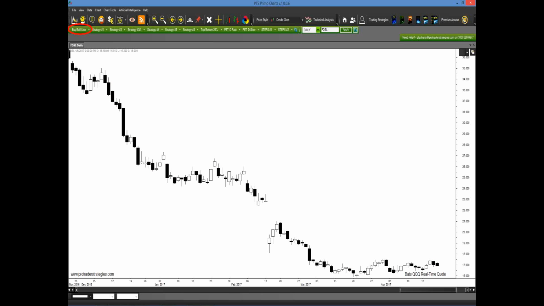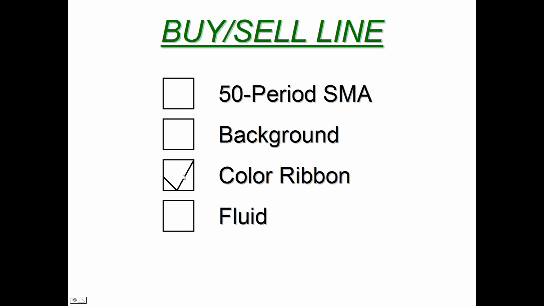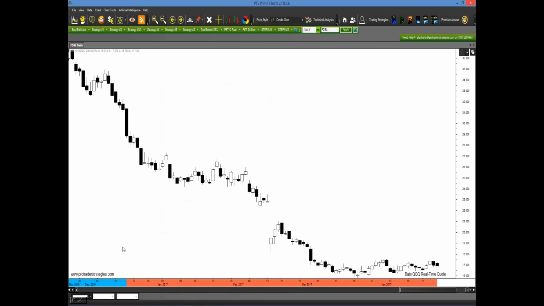You can keep your screen whatever color you like. In this case, we've chosen a white background. We hit the buy-sell line feature again, and this time we click on color ribbon. Now it's the exact same thing, but instead of having the background, you'll just have a color bar ribbon at the very bottom of your screen. So this way you can keep it free.